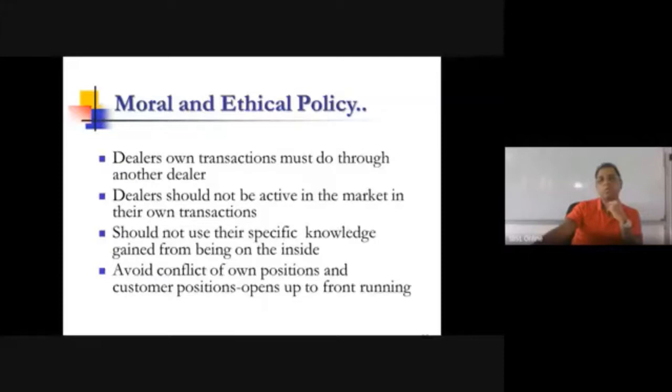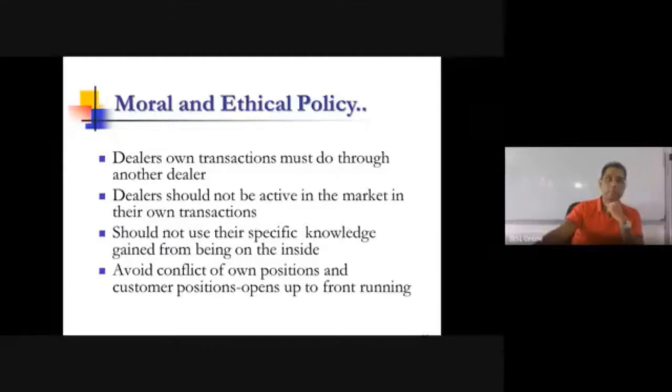Dealers' own transactions must not go to another dealer. We should not be active in the market in our own transactions. This is what we call personal account dealing. So basically, if you have personal knowledge of a transaction, you should not use that knowledge, which is basically insider trading. That's an obvious thing that you should not do. Most of what we talk about in ethical behavior is practical stuff that you think on a normal day-to-day basis you shouldn't be doing, so you shouldn't do it.